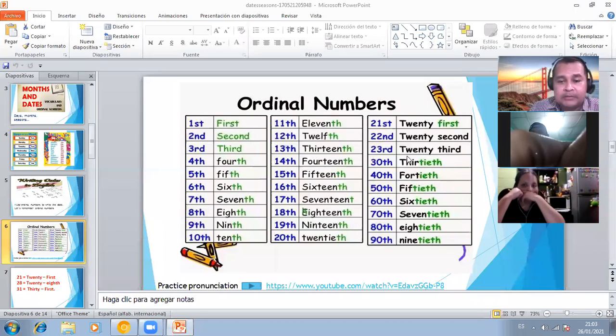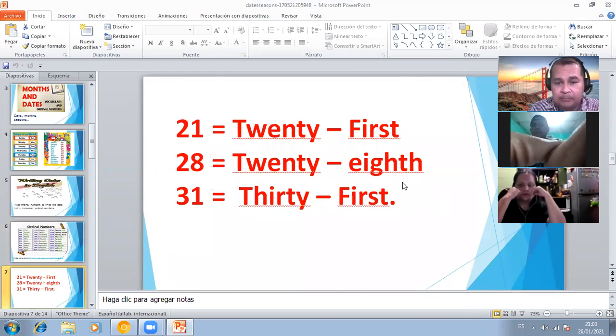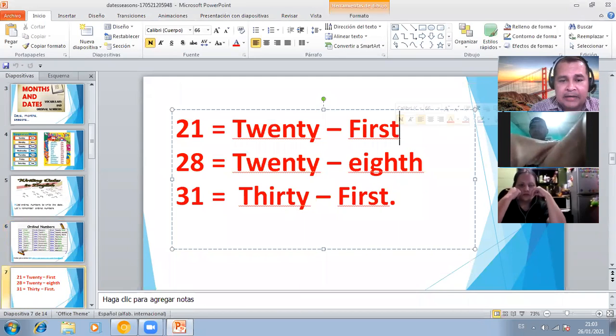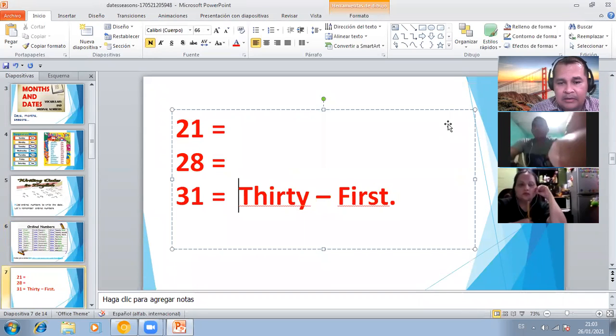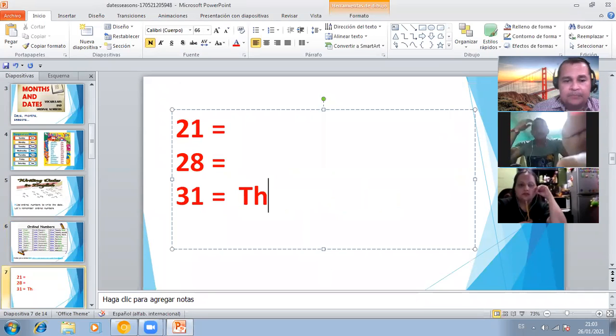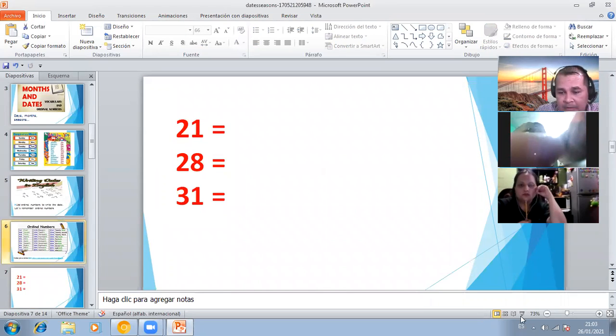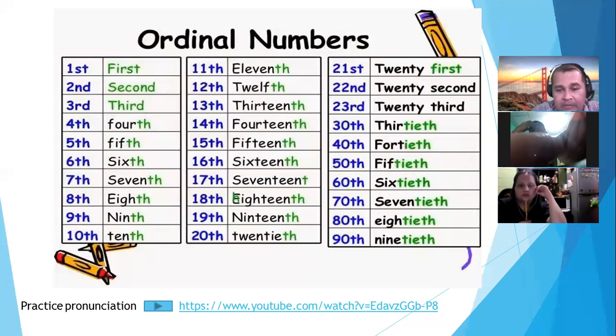and the ordinal numbers. Okay, everybody, so when we form the ordinal numbers, you know that it's very simple. For example, last night I explained, we have these numbers, 21, 28, and 31. But remember, you need to form the ordinal numbers like this. For example, when you say primero, first, segundo, second, tercero, third, cuarto, fourth, and then fifth, sixth, seventh, eighth, ninth, tenth. You see, it's very simple because we only include TH. So le ponemos TH.